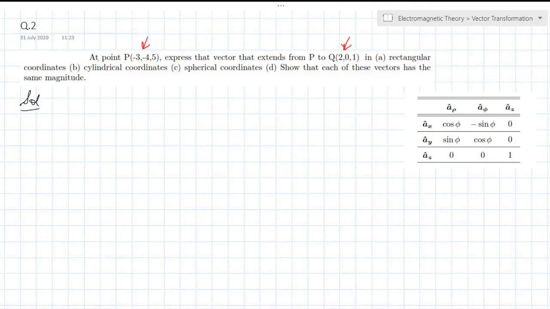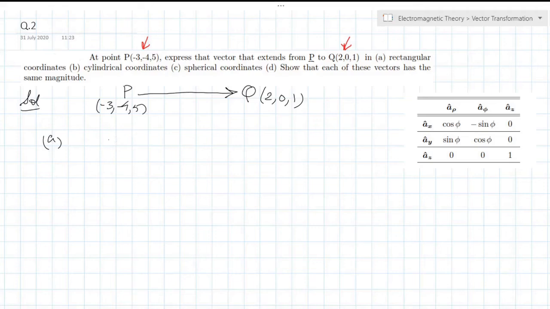So the first part says that at a point P, -3, -4, 4, express the vector that extends from P to Q. So the vector is extending from P to Q, and we have to first find that vector in rectangular coordinates. So the points are given in rectangular coordinates. It is very simple to find the vector in the same coordinate system, because we have P, we have Q, and the question says that the vector starts from P and goes till Q, and the coordinates of Q are 2, 0, 1, and P is -3, -4 and 5. So let us write down part A.